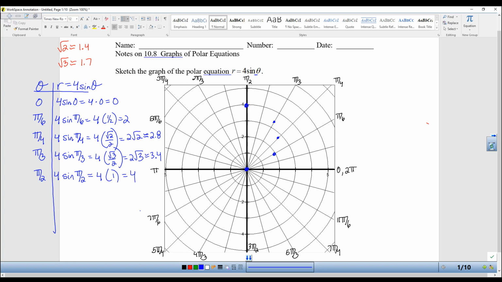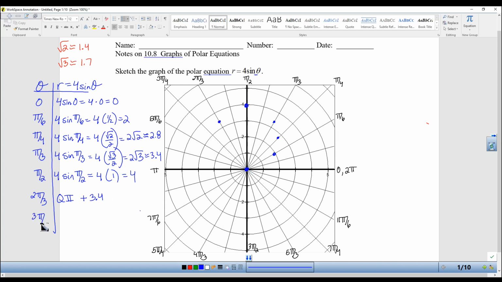Okay, now here's the good news. You know all these angles, they're going to just repeat. So when I get to 2 pi thirds, sine of 2 pi thirds refers back to pi thirds. And since it's in quadrant 2, it's still positive. So it's still going to be positive 3.4. So I can go right back to that. So 2 pi thirds, 3.4.